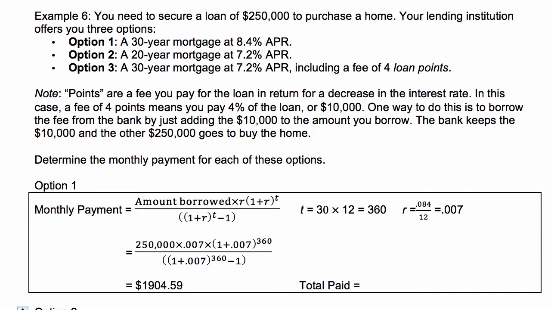Example 6. You need to secure a loan of $250,000 to purchase a home. Your lending institution offers you 3 options.